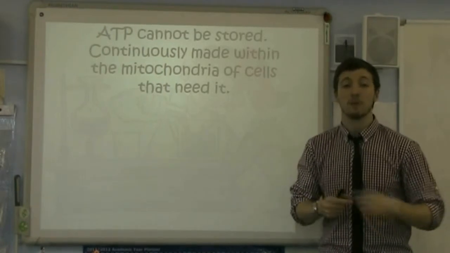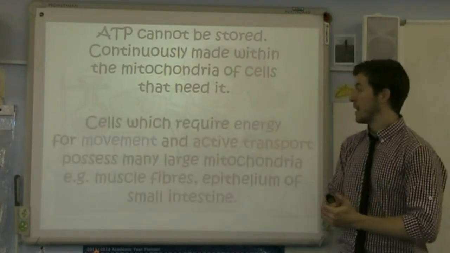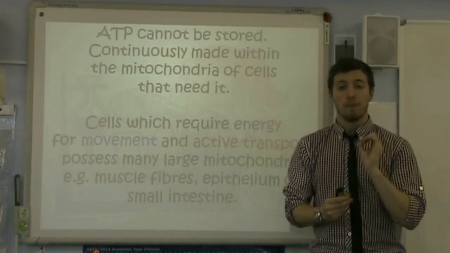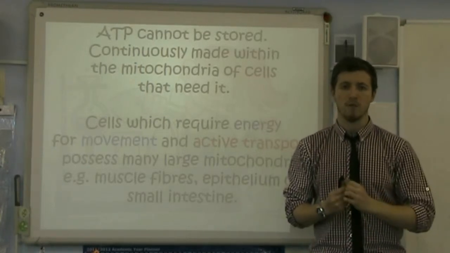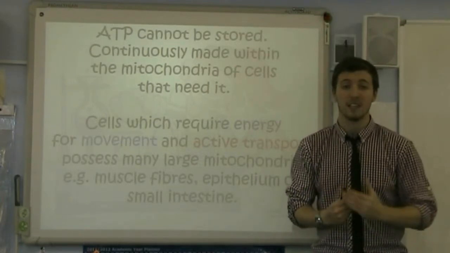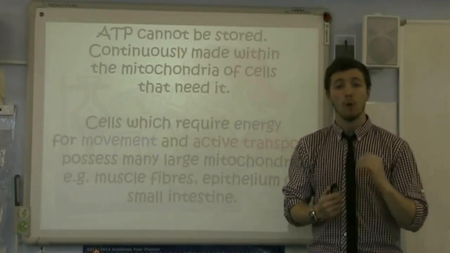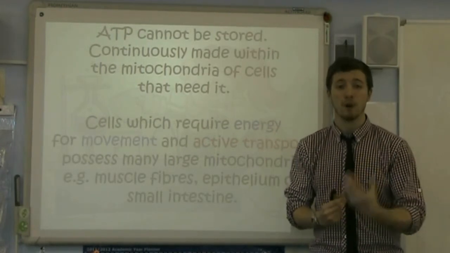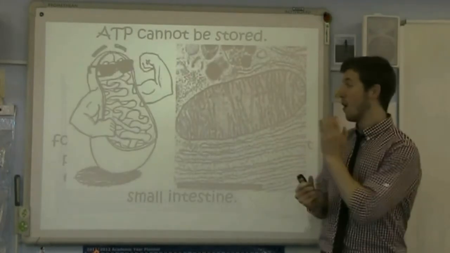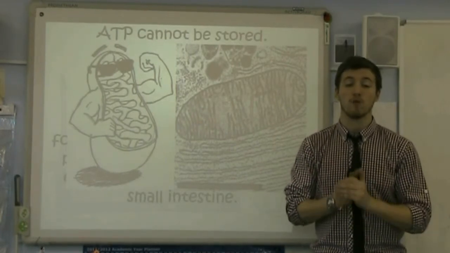Okay, it's continuously made within the mitochondria of cells that need it during the process of respiration. Finally, cells that require energy for movement or even active transport. Think about specific examples: muscle cells for movement, sperm cells for movement, active transport cells in the small intestine and the epithelial lining. They all require lots of energy because they're very active cells. So ATP will be produced rapidly in those cells and in large amounts. If they're produced in large amounts, what should the cell contain? Lots and lots of mitochondria, simply because that's where ATP is produced or where energy is released.